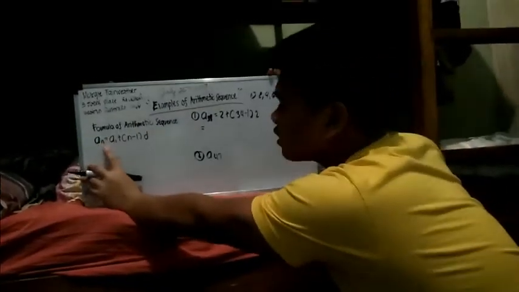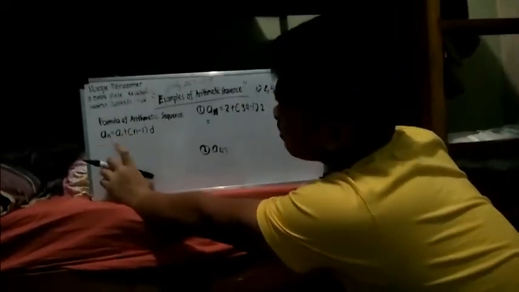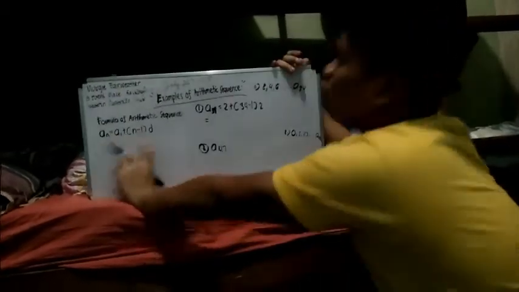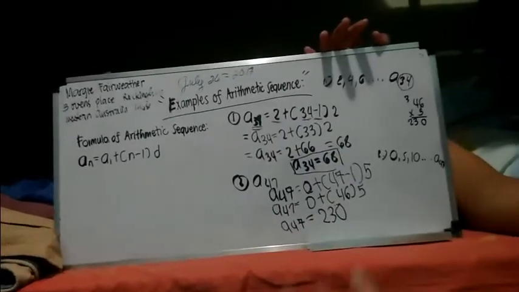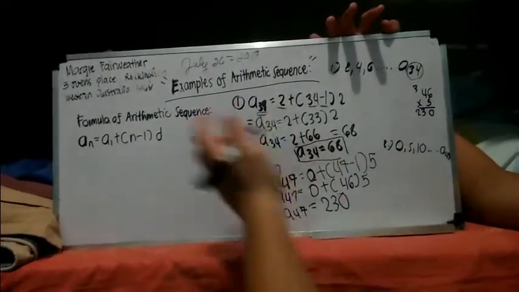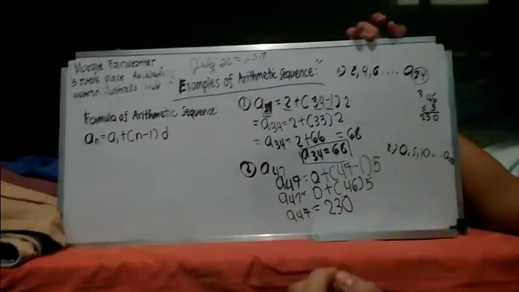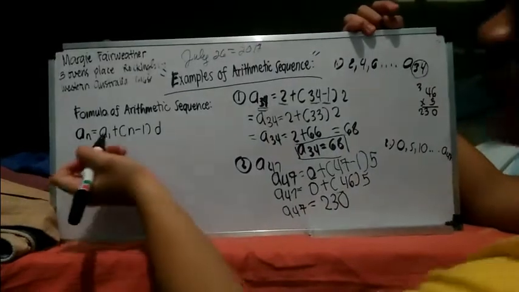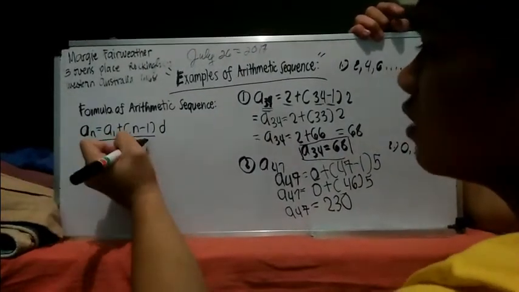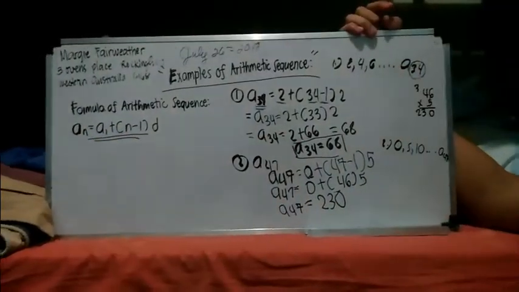Okay, these are the examples of arithmetic sequence. First, what is the formula of an arithmetic sequence? So a_n is equal to a_1 plus (n minus 1) times d. First, this is the formula. d represents the common difference.